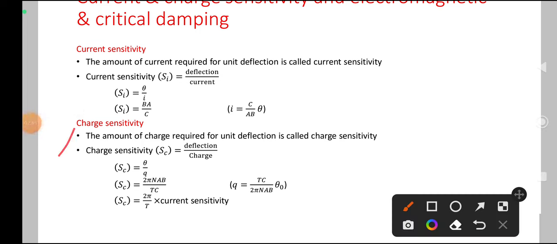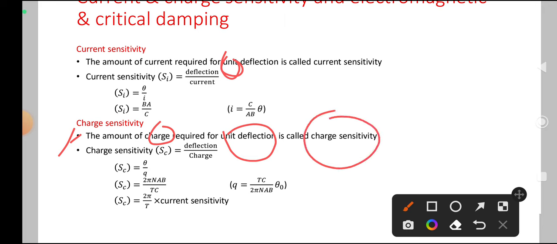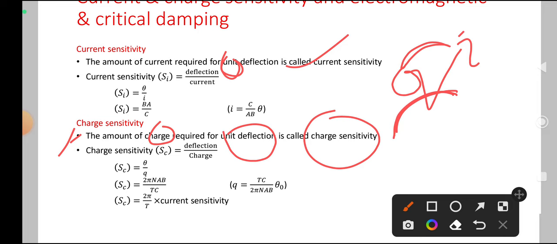Next, charge sensitivity. The amount of charge required for unit deflection is called charge sensitivity. For current sensitivity, how much current is required for unit deflection? That is current sensitivity. For one deflection, how much charge is required? That is called charge sensitivity.